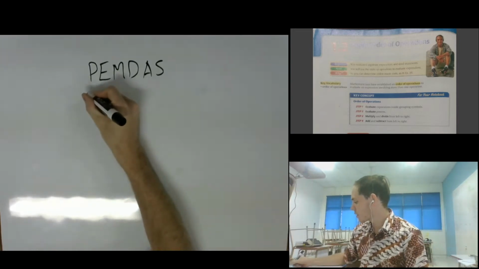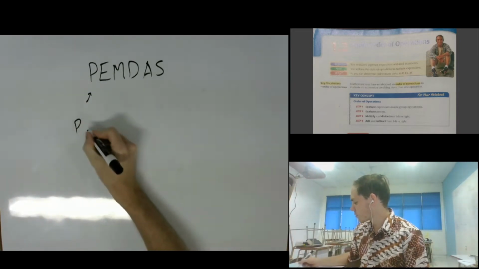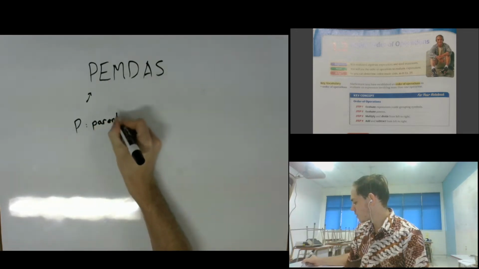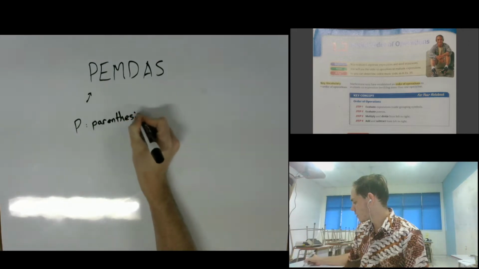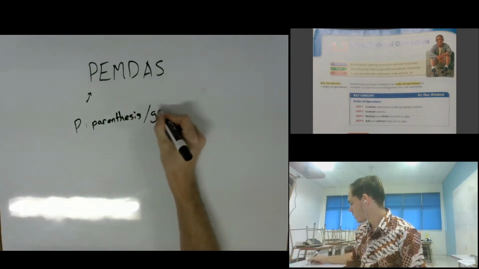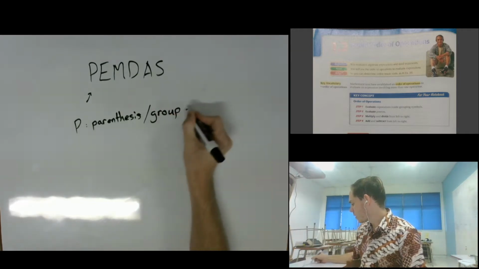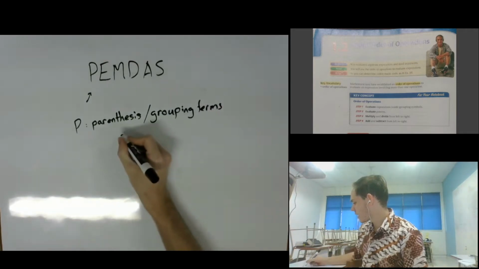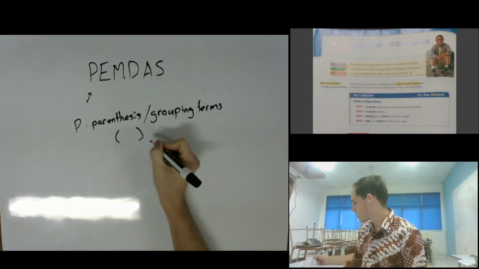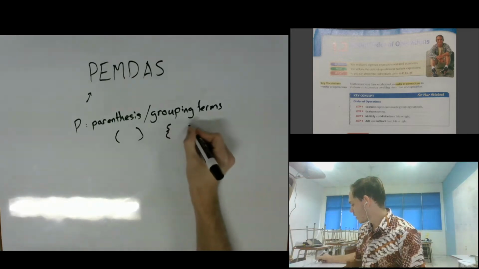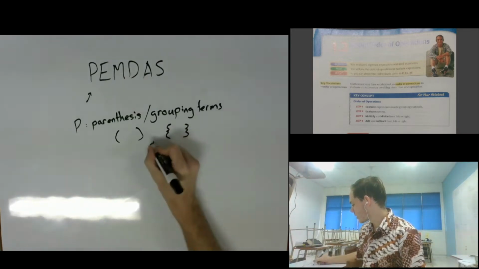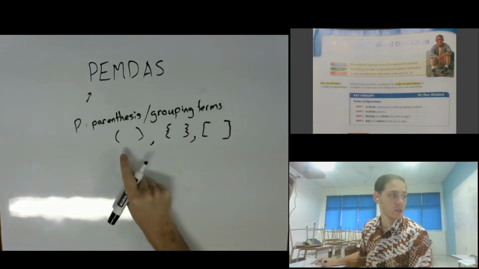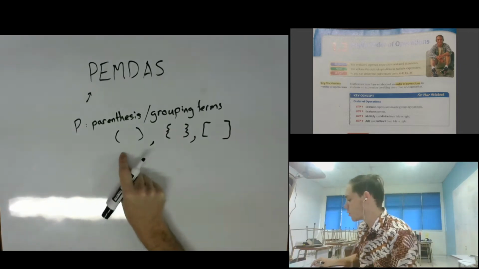So if we look at parentheses, P is really our grouping terms, slash grouping terms, okay? If I was to give you an example of that, it would be something like this, okay? The grouping term just tells you you need to do what's inside before you do what's on the outside.